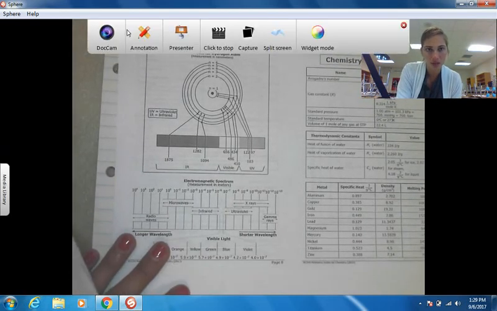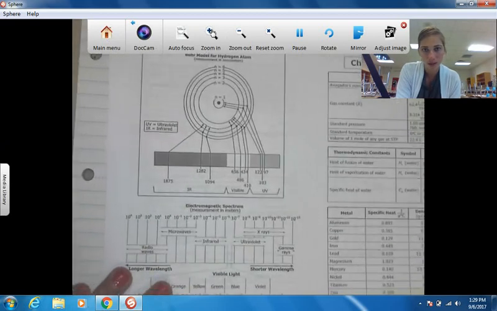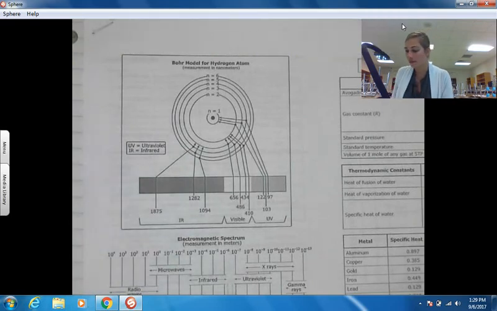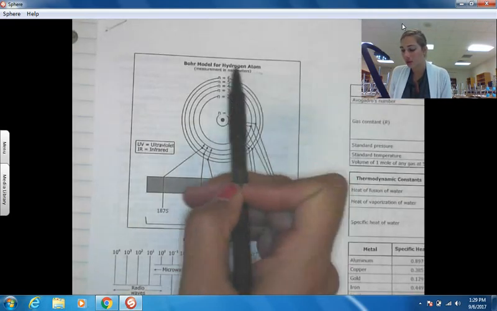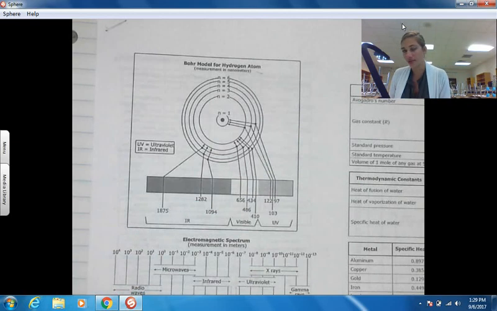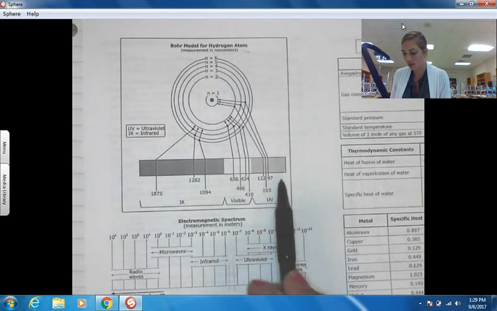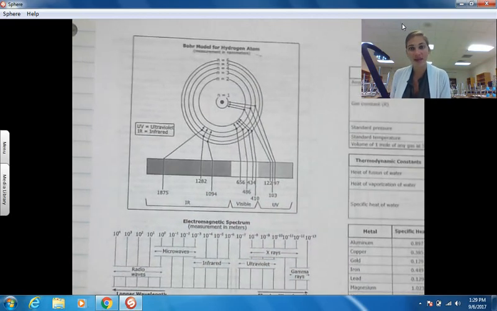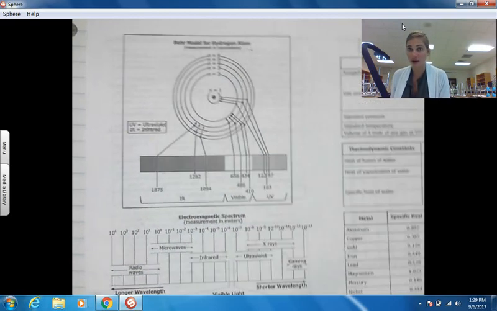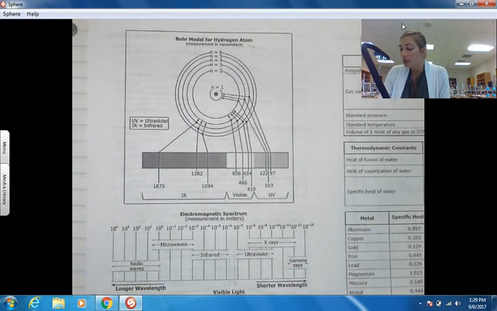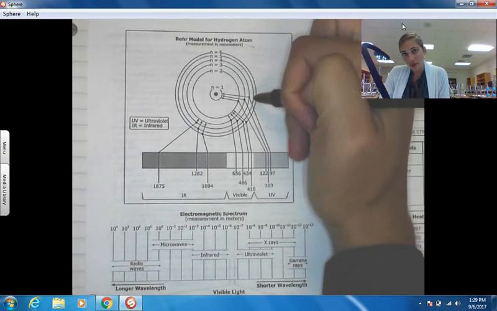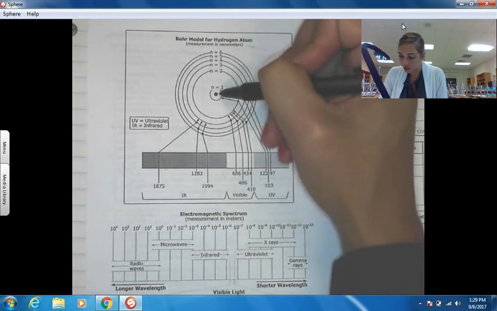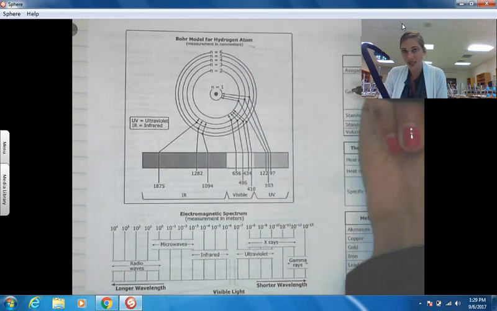I'm just going to zoom in a little bit here. Okay. So here we have the Bohr model of our hydrogen atom. Notice how it says that our measurements are in nanometers. So the measurements that we're talking about here are these different measurements. And these are going to be wavelengths of light, which again we'll be talking about very soon. Just like on the Bohr model that I already drew for you, we have our different energy levels with our nucleus in the middle, and our electrons are represented by dots.